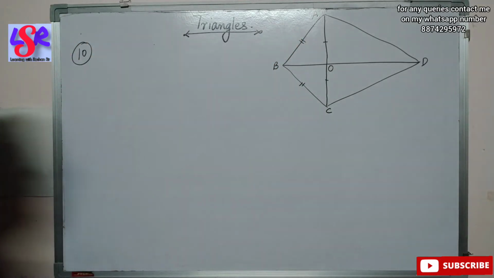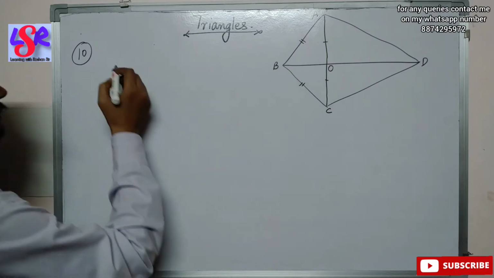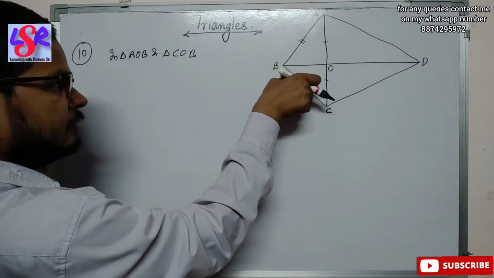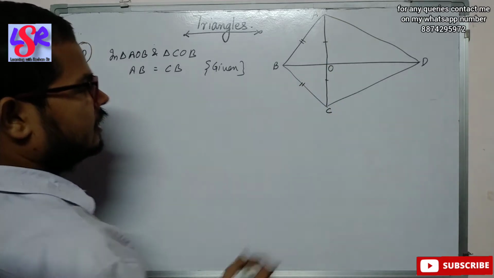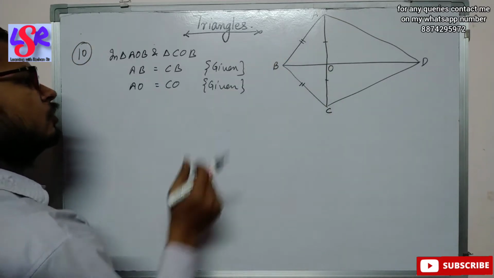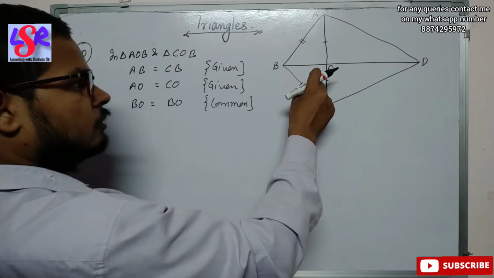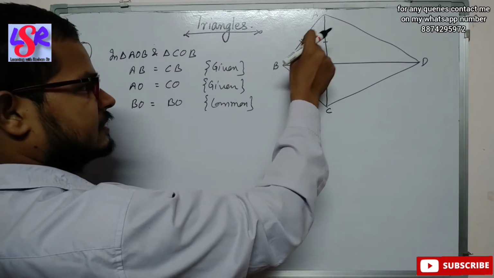So in triangles AOB and COB, AB equals CB given to us, then AO equals CO again given to us, then BO equals BO common. Now to prove these two triangles congruent, we have used all the three sides, this and this one.